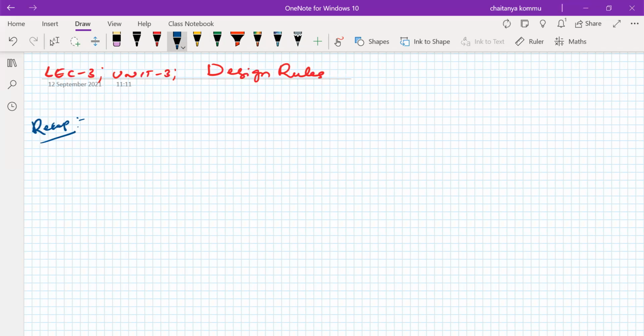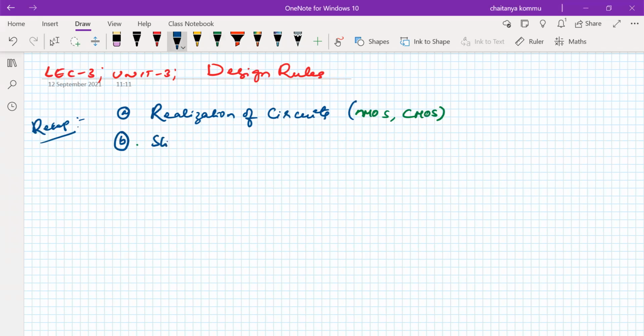So we have seen the realization of circuits with the help of NMOS technology and CMOS technology, right? And one more thing that we have seen is the stick diagrams. Okay, stick diagrams. These are the things that we have seen in the last class.